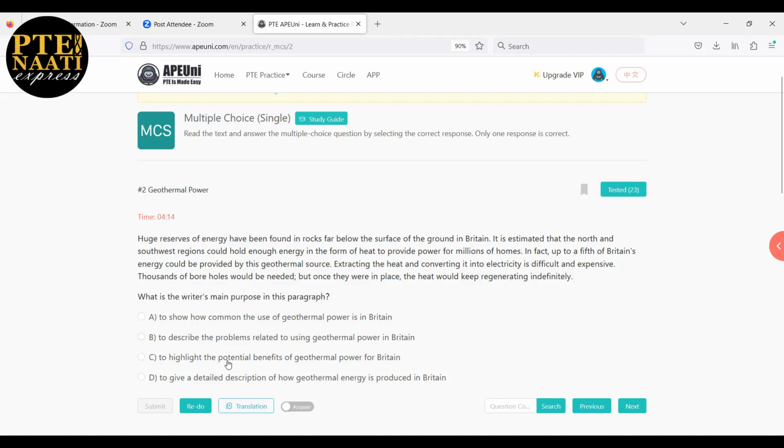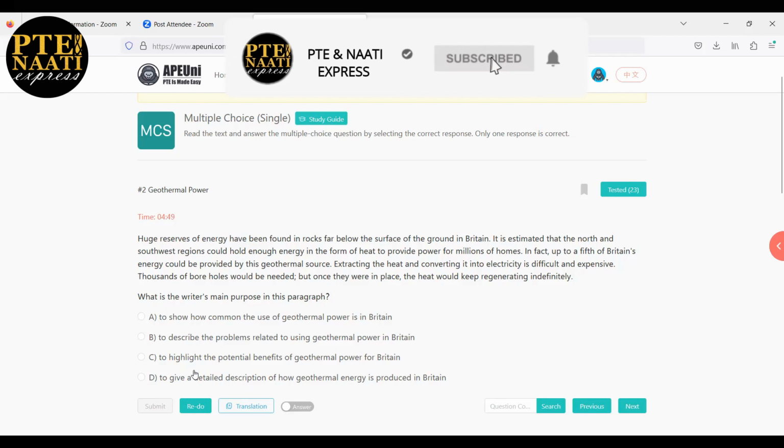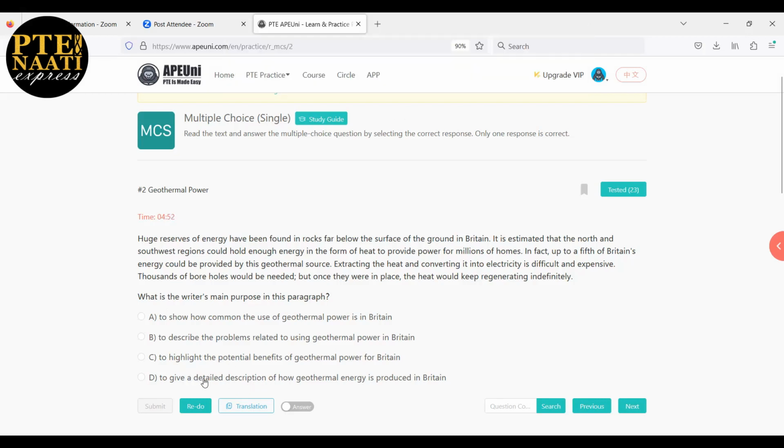So there are two. To highlight the potential benefits of geothermal powering for Britain. Yes, this is quite suitable to highlight the potential benefit, because it could provide power for millions of homes, a potential benefit. Yes, in fact, up to a fifth of Britain's energy could be provided by this geothermal regeneration. And to give a detailed description of how geothermal energy is produced. Yes, actually there is a small description, in detail, how to extract it.